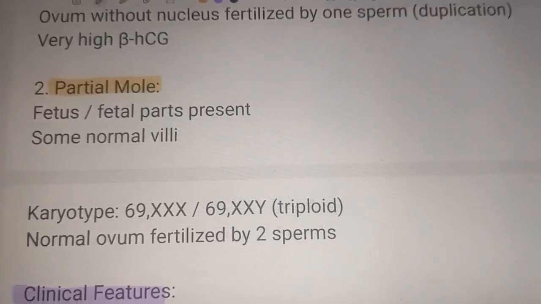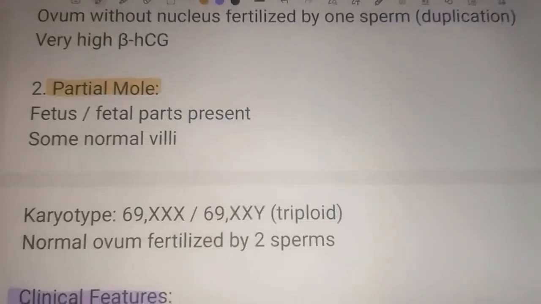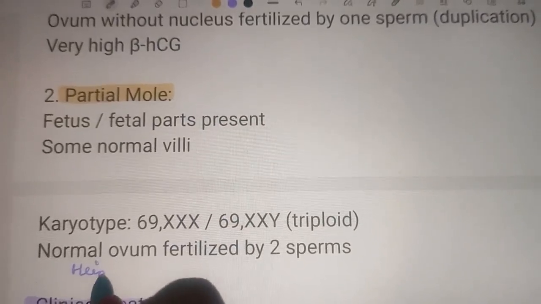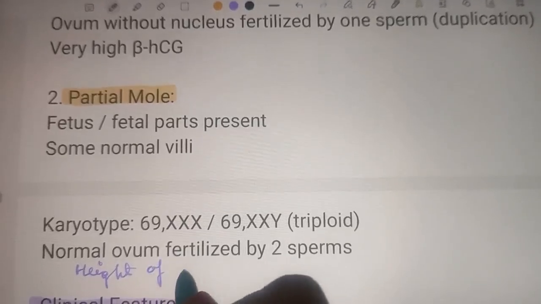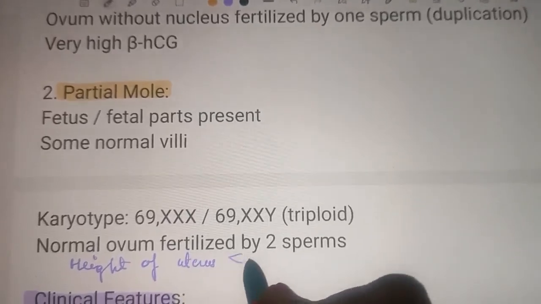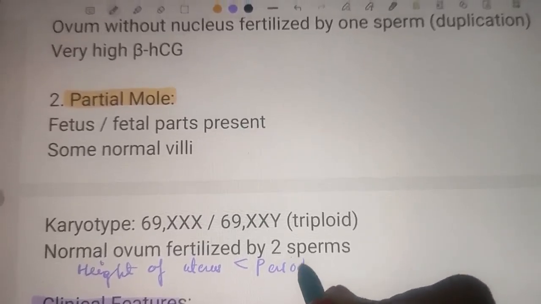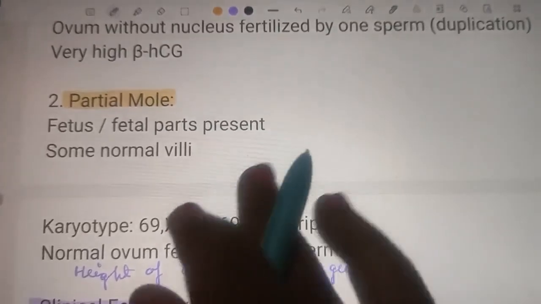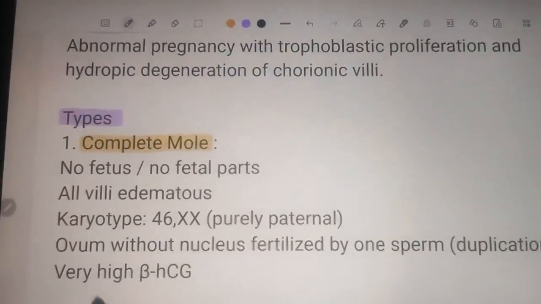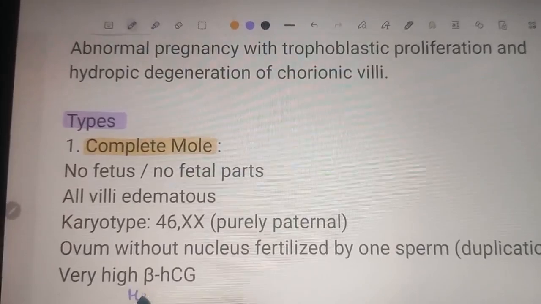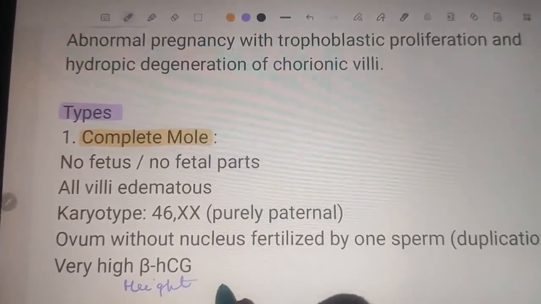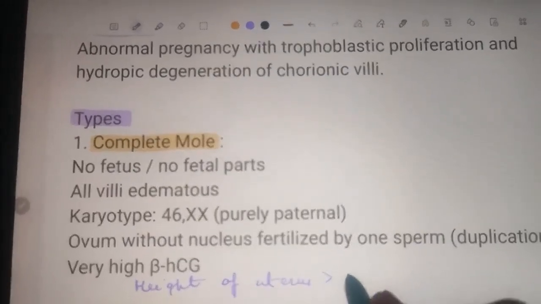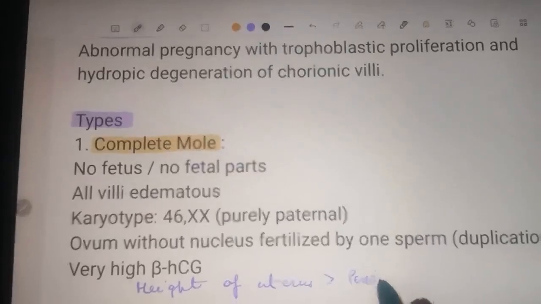In case of examination, in case of partial mole, the height of uterus is less than period of gestation, but in case of complete mole, the height of uterus is more than period of gestation.